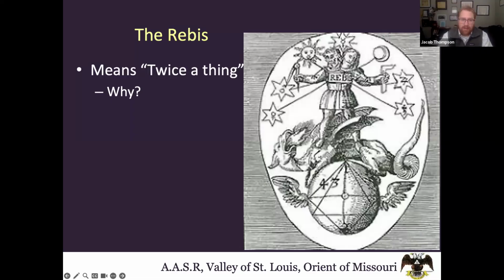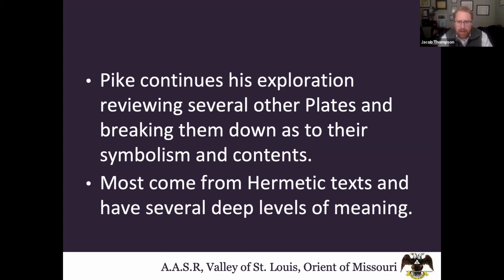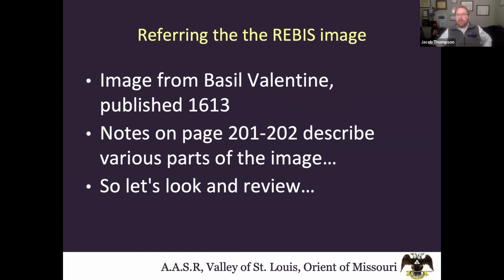So we've already talked about this image, the rebus, before. It comes back up again in our text, page 201, 202. And Pike uses this and other plates to review some of his thoughts. Of course, most of these are from Hermetic texts. All of these predate the fraternity, so let's keep that in mind as we explore these. Some of these images come from text related or published under Basil Valentine, or Basilius Valentinius. The rebus itself, 1613. Again, page 201, 202 begins our look at this.